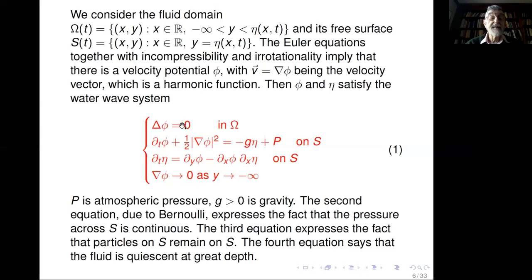Okay. So this is the system. So it's a really simple linear PDE, but the boundary conditions are significant. And you see the boundary conditions are really nonlinear. Here it's nonlinear squared. And here it's nonlinear because it's two unknowns. Eta is unknown, that's the surface, and phi is the velocity potential.